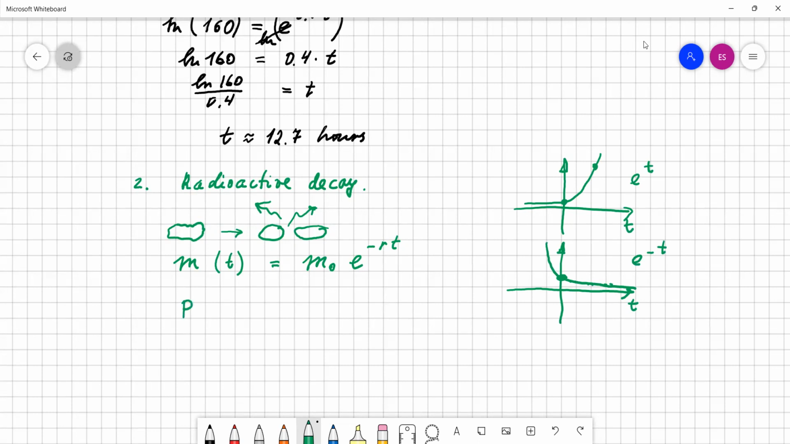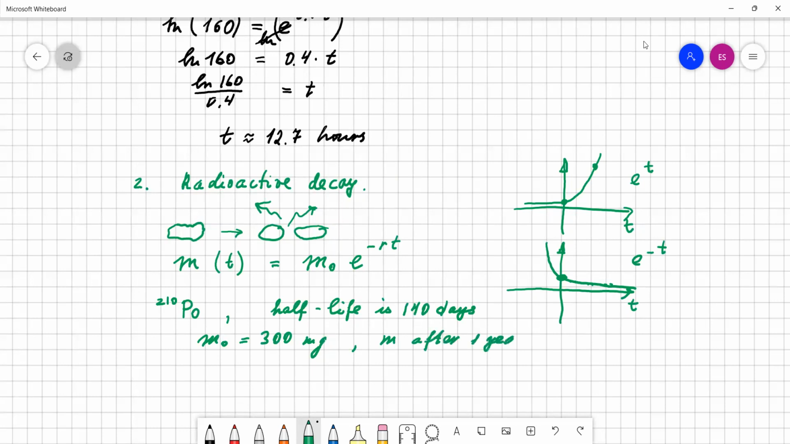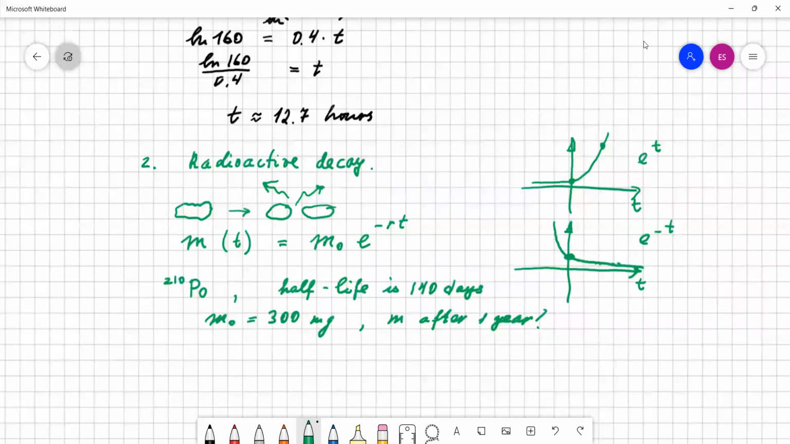Well, usually the problem is going to sound like this. For example, we have polonium-210, and somebody gives us the half-life of polonium. What is half-life? I'm going to explain it. Right now, I'm just going to write down: half-life of polonium is 140 days. The initial amount of polonium is equal to 300 milligrams. And they're asking, what is M after 1 year? A typical problem on radioactive decay.